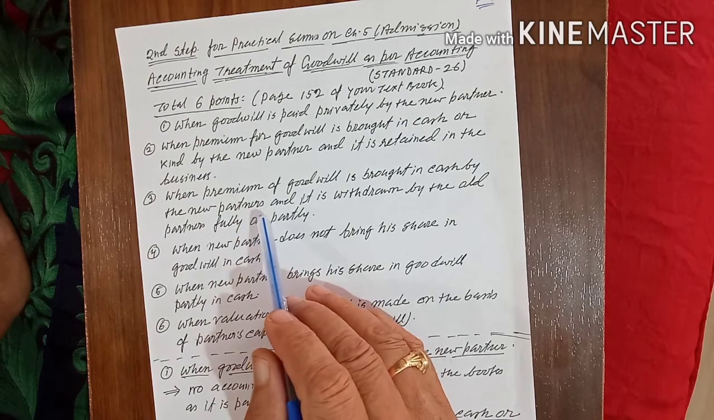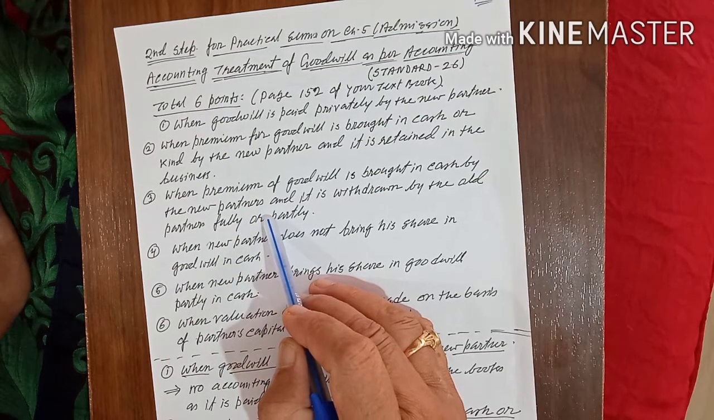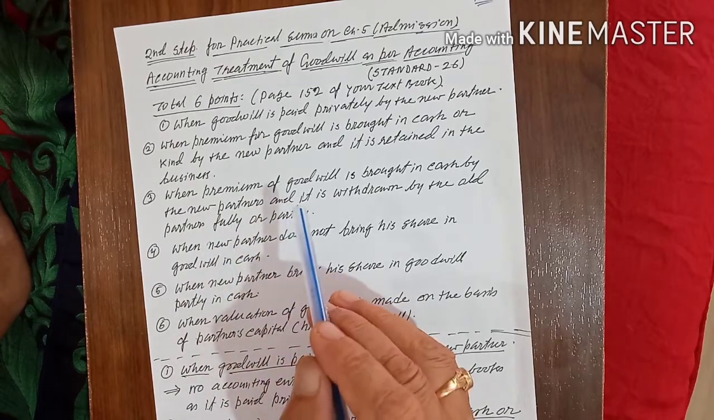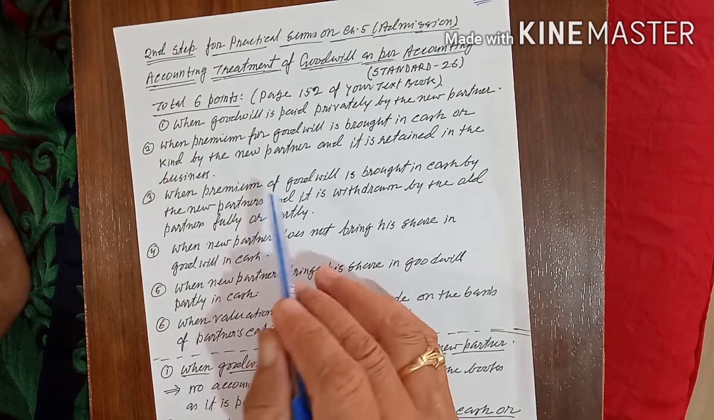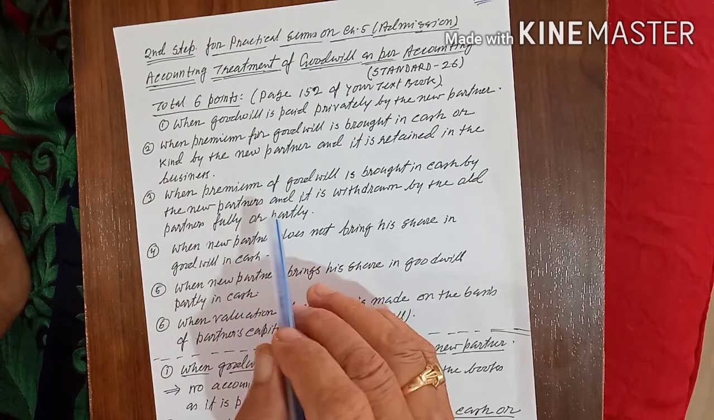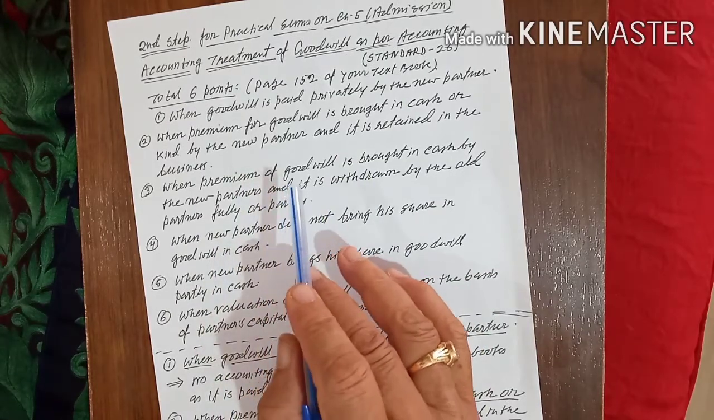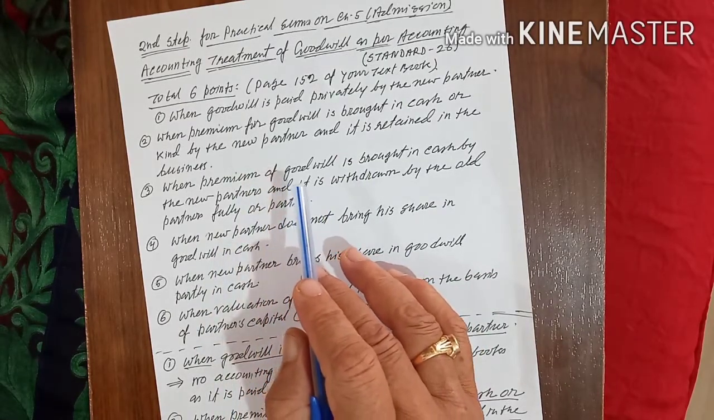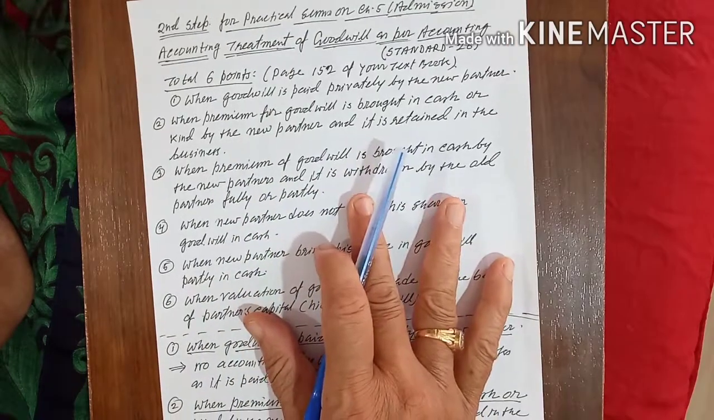I know there may be a few adjustments in these sums, but almost all the adjustments you will be able to do, except this adjustment, accounting treatment of goodwill, where you will feel difficulty. Now all of you know what goodwill is, because in the third chapter I already told you how to calculate the amount of goodwill, and you already understood that.